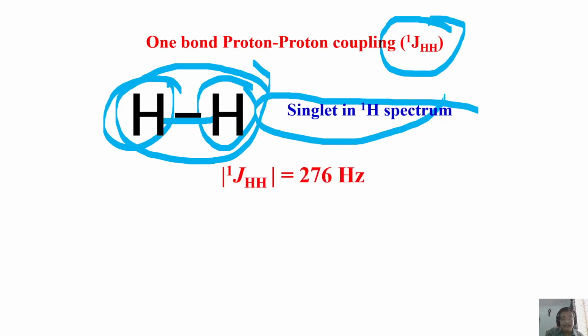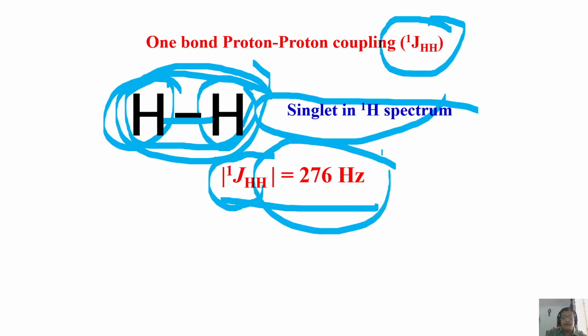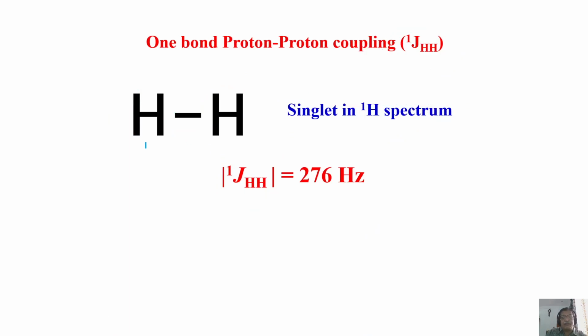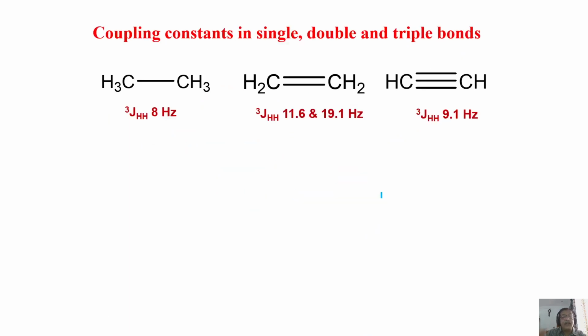But then, if I measure that, this one-bond coupling of HH is nearly 276 hertz, quite large. I'm writing only the magnitude, I don't write the sign. So the magnitude of 1JHH, the proton-proton coupling in the hydrogen molecule, is 276 hertz. Now, let us look at the coupling constants in single, double and triple bonds.